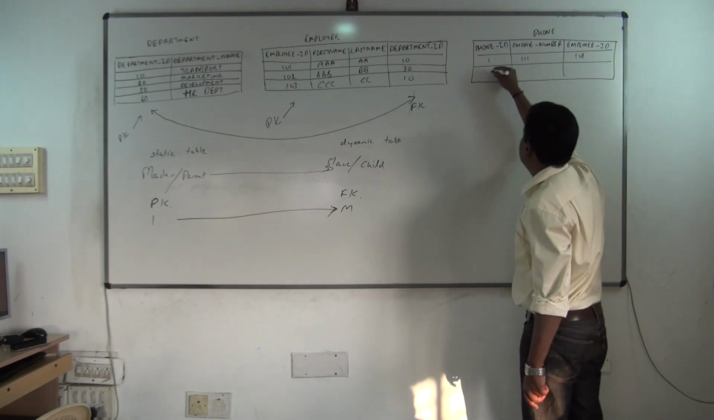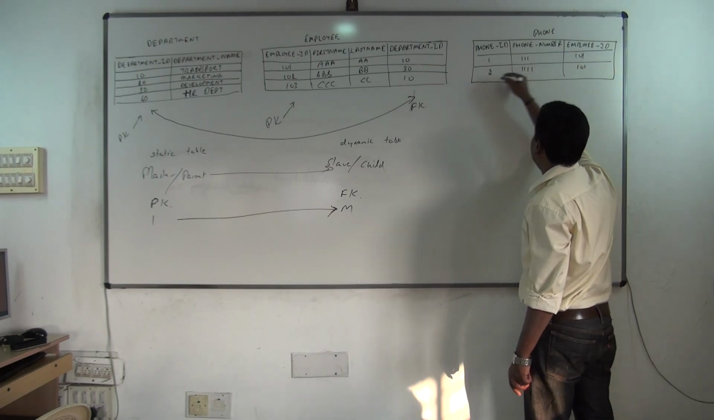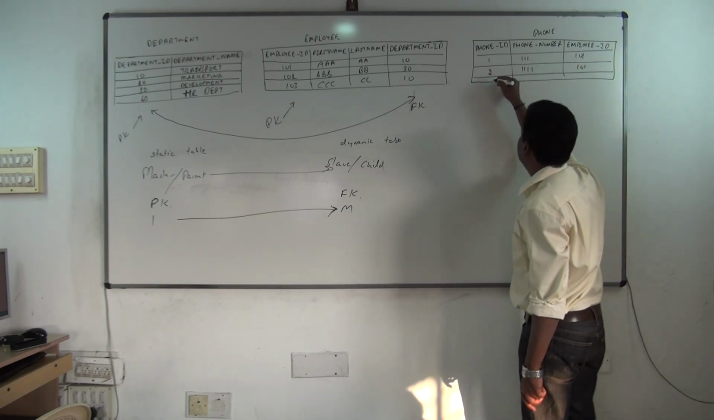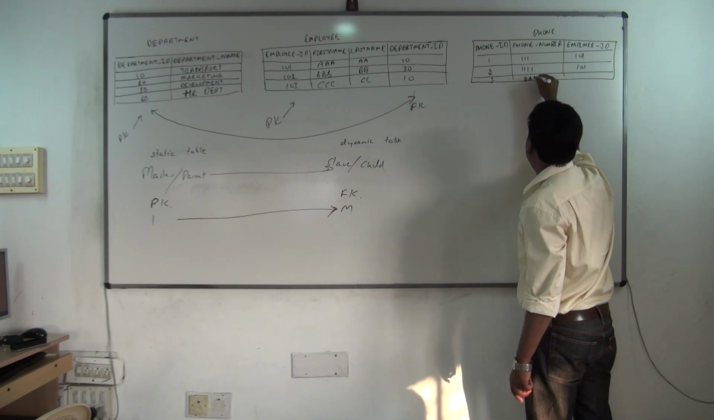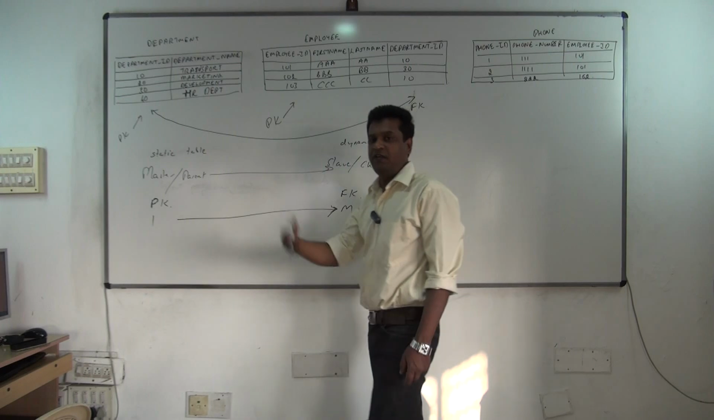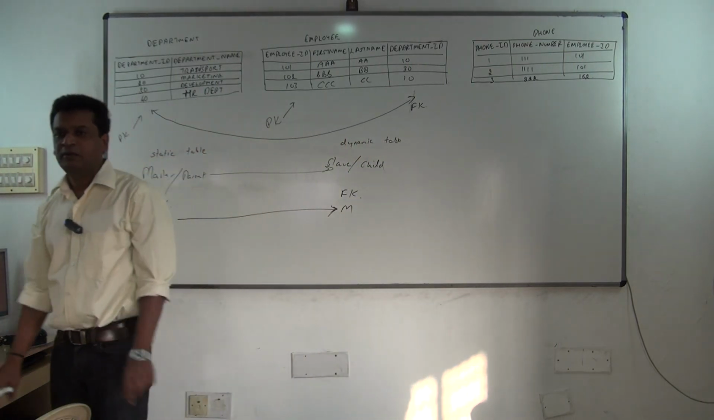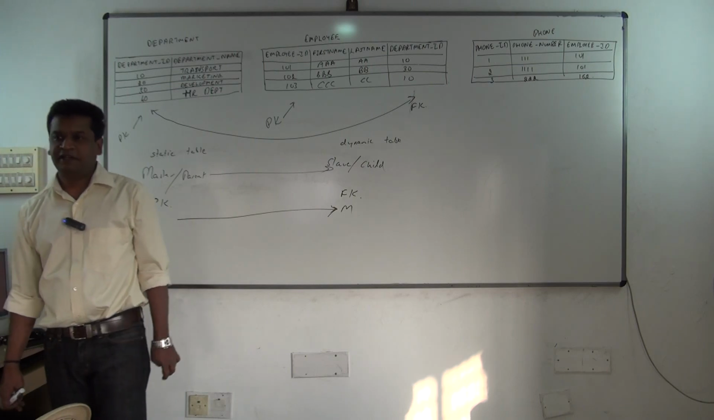Now one more, same employee, phone number is 1111. Employee 101 is having 2 phone numbers. Now the other employee has 1 phone number. See this, no invalid data, no null value. Perfectly, the tables have been designed.